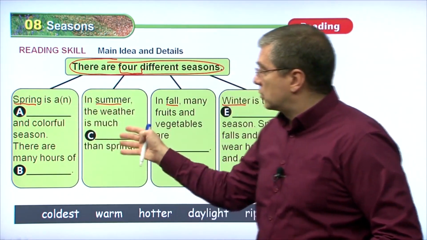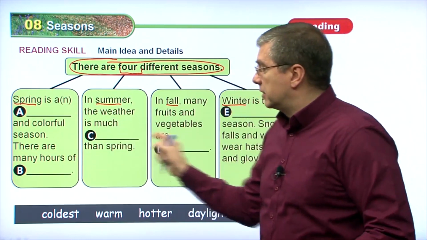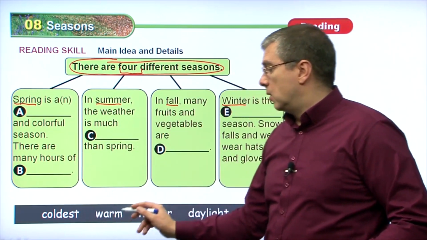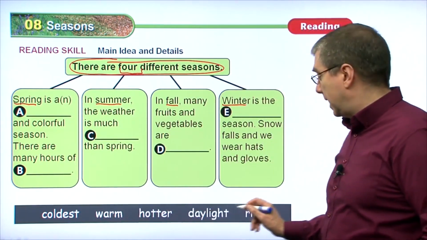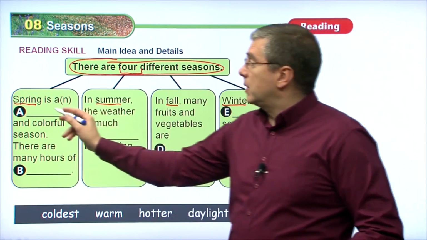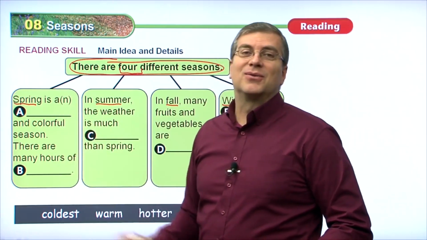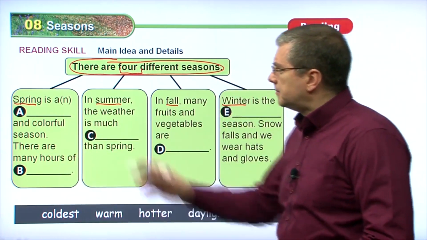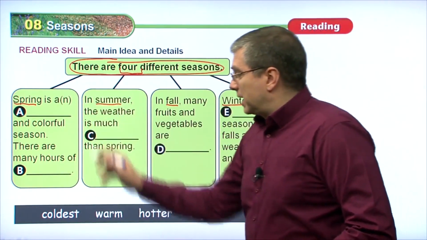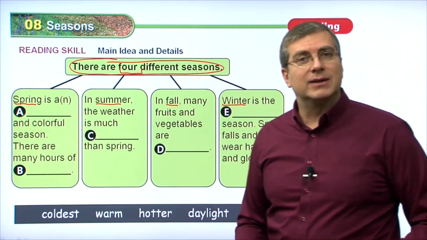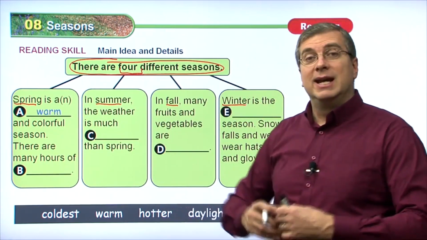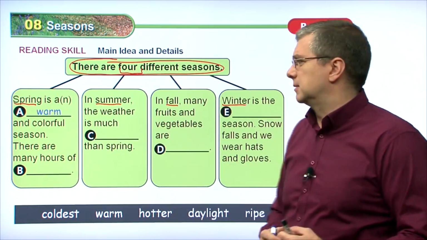Now, in each description, in each detail, we have blanks. We have to fill in with these words at the bottom. Our words are coldest, warm, hotter, daylight, and ripe. So, how do these words fit into these details? First of all, we have spring is a blank and colorful season. So what word fits in there? Spring is a coldest season? That doesn't fit. Grammatically, it doesn't fit either. Spring is a warm and colorful season? Well, yes, actually, that sounds right, and that's what we learned before. Spring is a warm and colorful season.